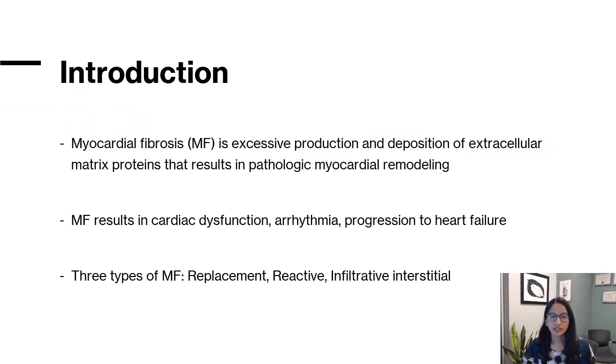Myocardial fibrosis is excessive production and deposition of extracellular matrix proteins that result in pathologic myocardial remodeling. Myocardial fibrosis results in cardiac dysfunction, arrhythmia, and progression to heart failure. Three types of myocardial fibrosis have been described: replacement fibrosis, such as in myocardial infarction; reactive fibrosis, such as remodeling secondary to pressure or volume overload; and infiltrative interstitial fibrosis, that is seen in infiltrative disorders like amyloidosis.